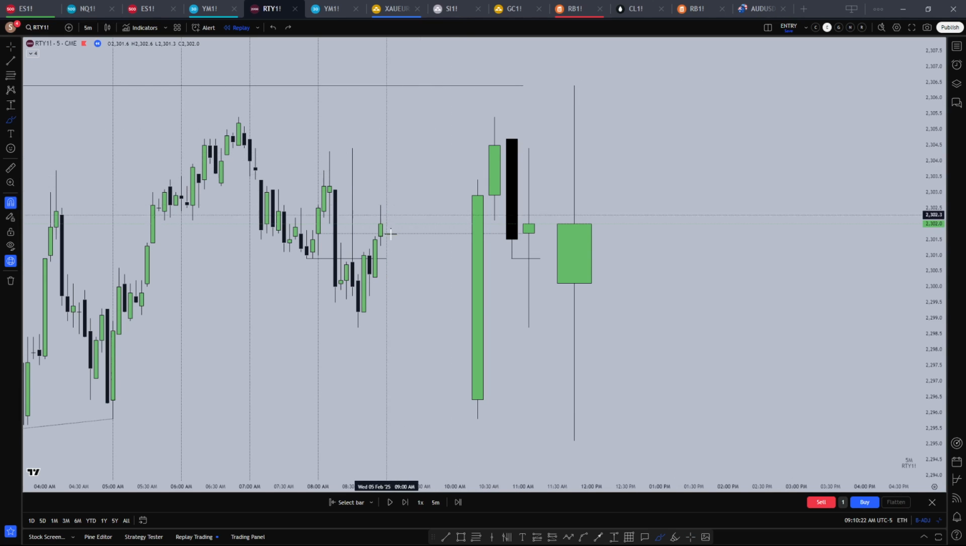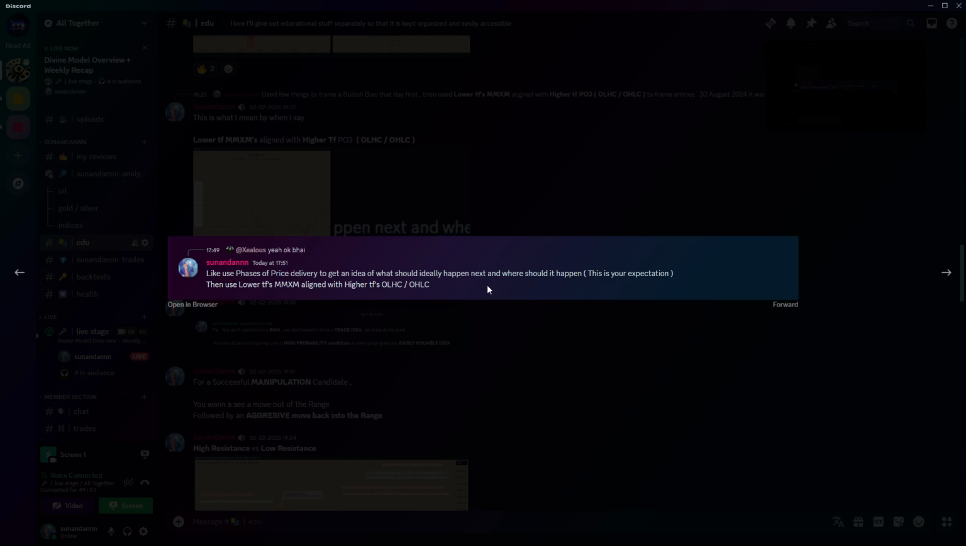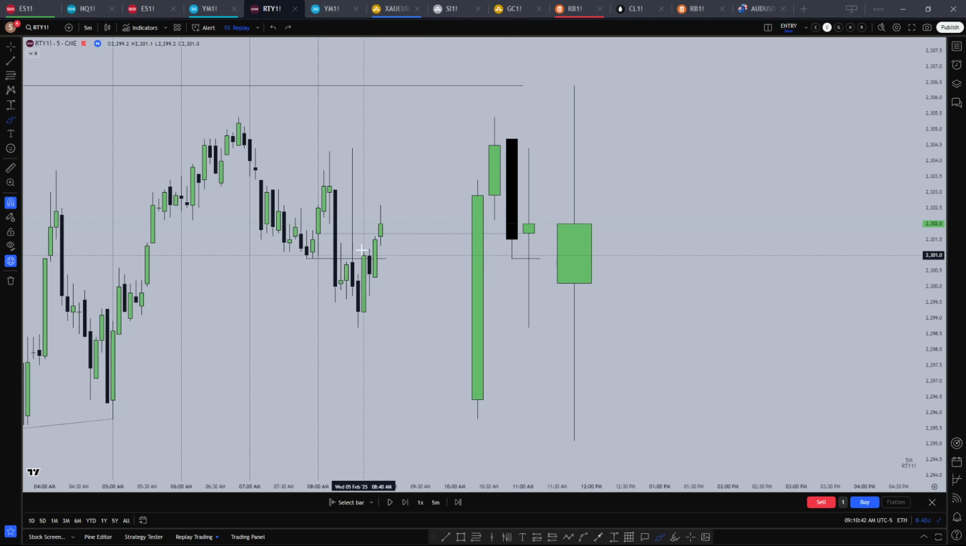And can I be wrong? 100%. But the things I am using are making my probability higher, so giving me an edge. So I am okay risking on these setups, using phases of price delivery to get an idea of what should ideally happen next, and where it should happen, and when it should happen. Where it should happen, from here to here.